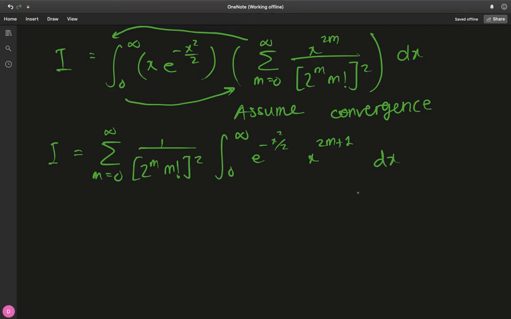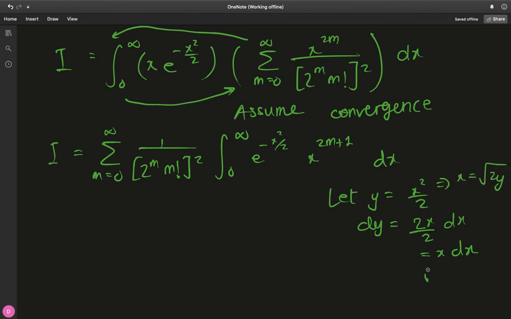Now it would seem pretty evident or reasonable to use this substitution. Let y is equal to x squared over 2 such that dy is 2x over 2 dx, or simply x dx. So this means x is just square root of 2y. So we have square root of 2y dx, that's equal to basically dy.